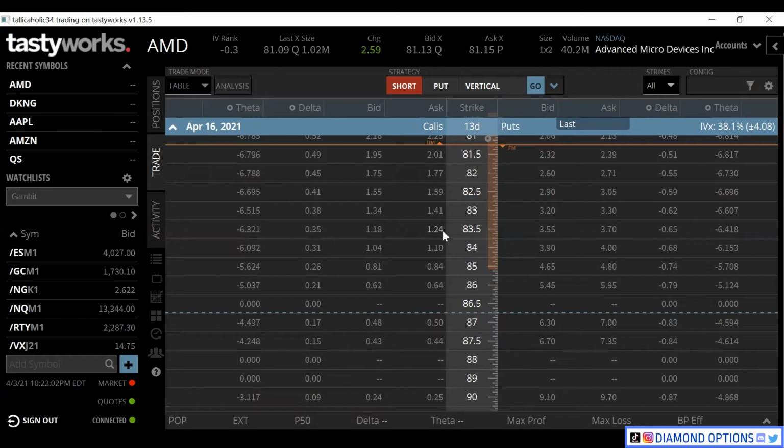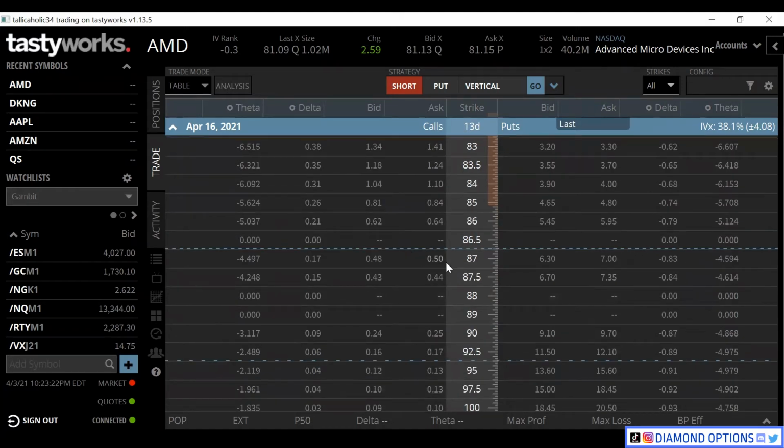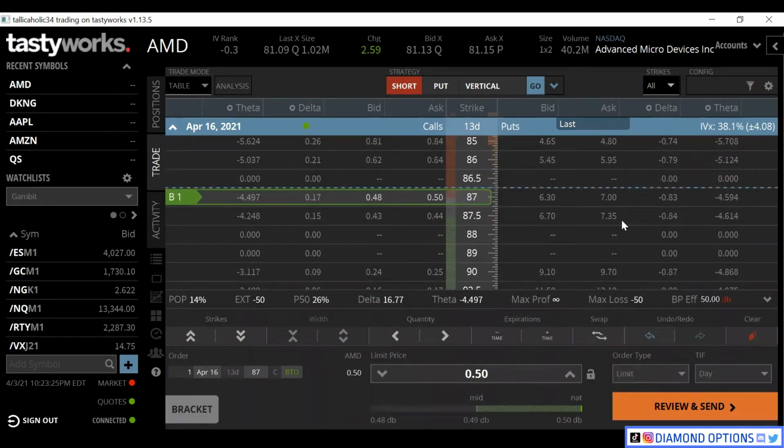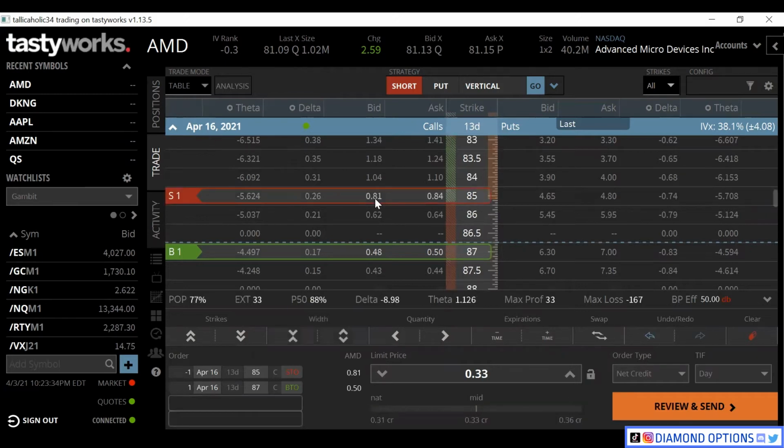So you're actually selling it first, and then you're trying to buy it back for as cheap as you possibly can. So let's say we're going to do a call credit spread, or a short call spread, on AMD. Let's take the 87. We'll buy the 87, and then let's just keep it simple, we'll sell this 85 call, and we're in the month of April expiration here.